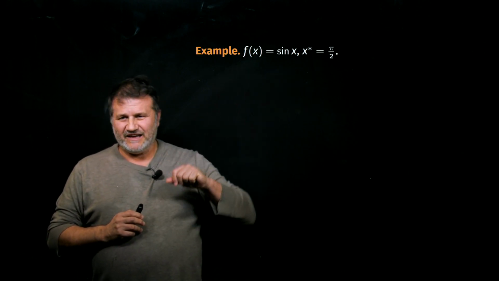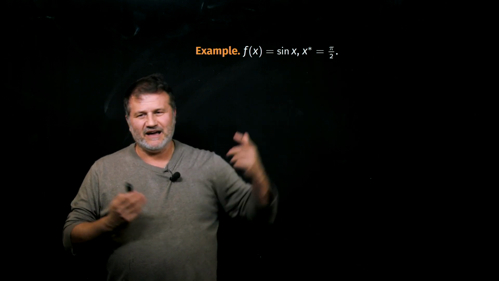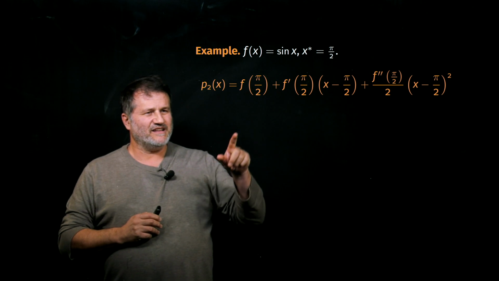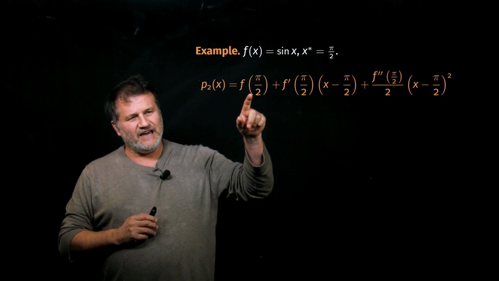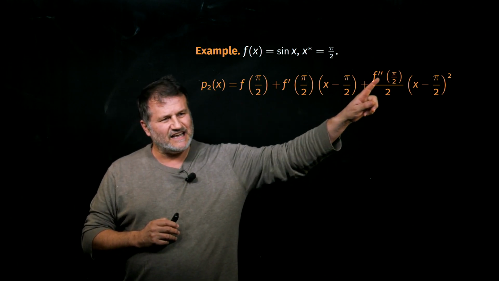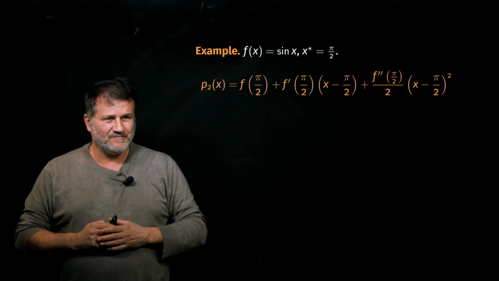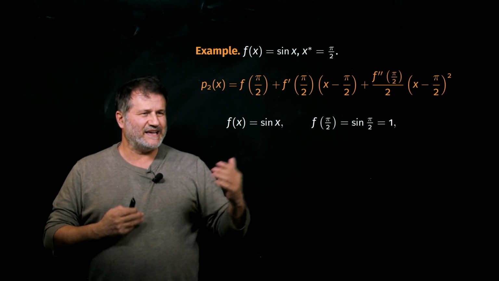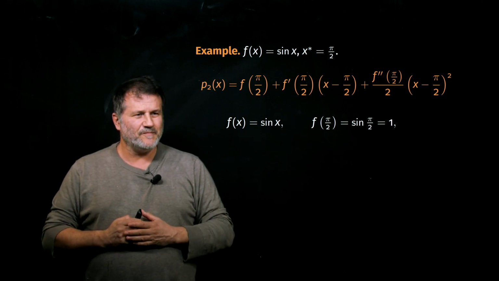For example, if the function f is sine of x and the center is pi half, we want to compute the Taylor polynomial, which is this one. You see that we need to compute f, f prime, and f second at point pi half. Now, f is sine x. When we evaluate at pi half, we get sine of pi half is 1.